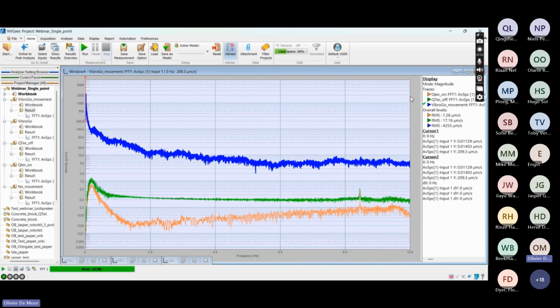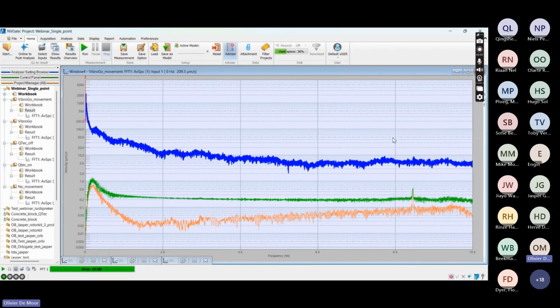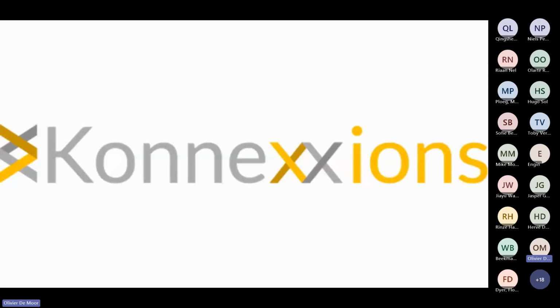So if you have very cooperative objects that are stationary, then a VibroGo is a really good choice. If you have difficult objects like rough surfaces, dark surfaces, infrared is very good. And when you have large amplitudes or in-plane movements, QTec is really the best choice that you can make.